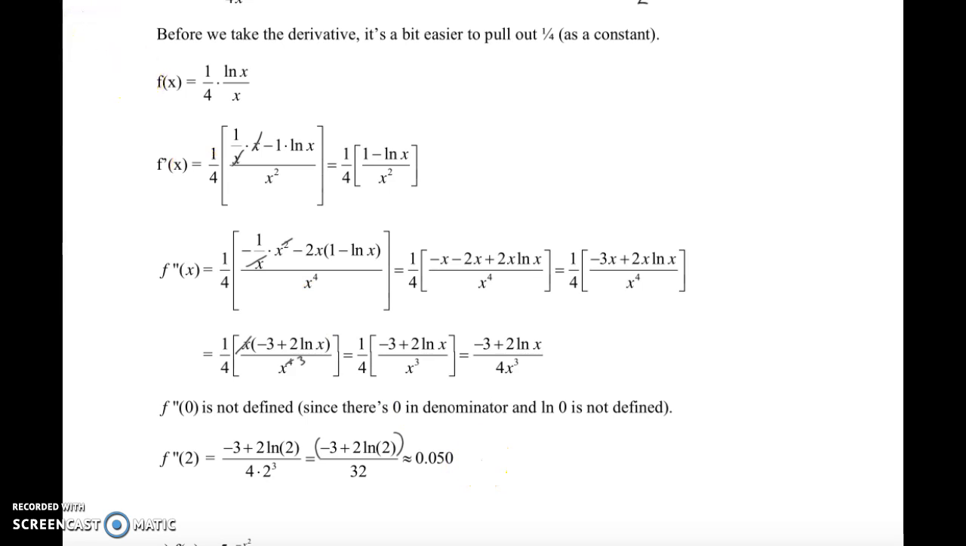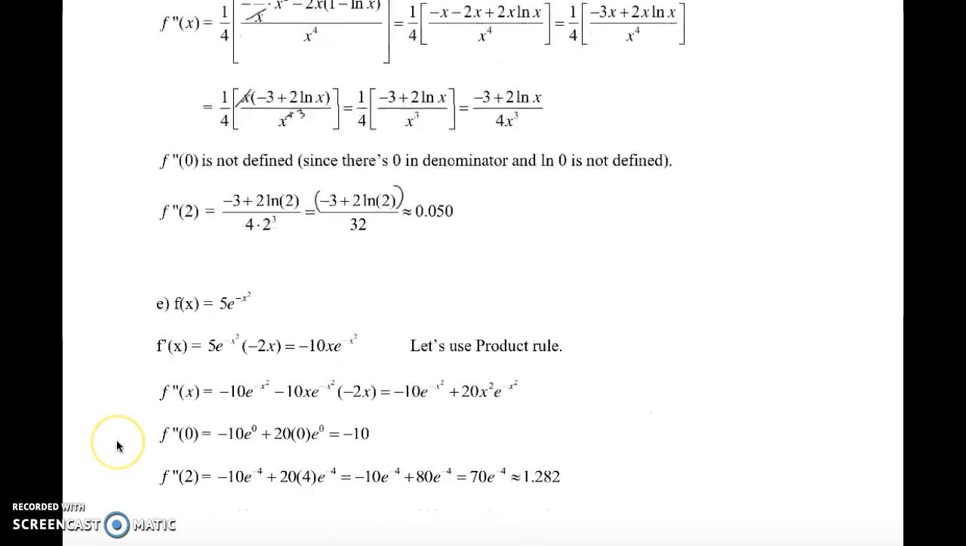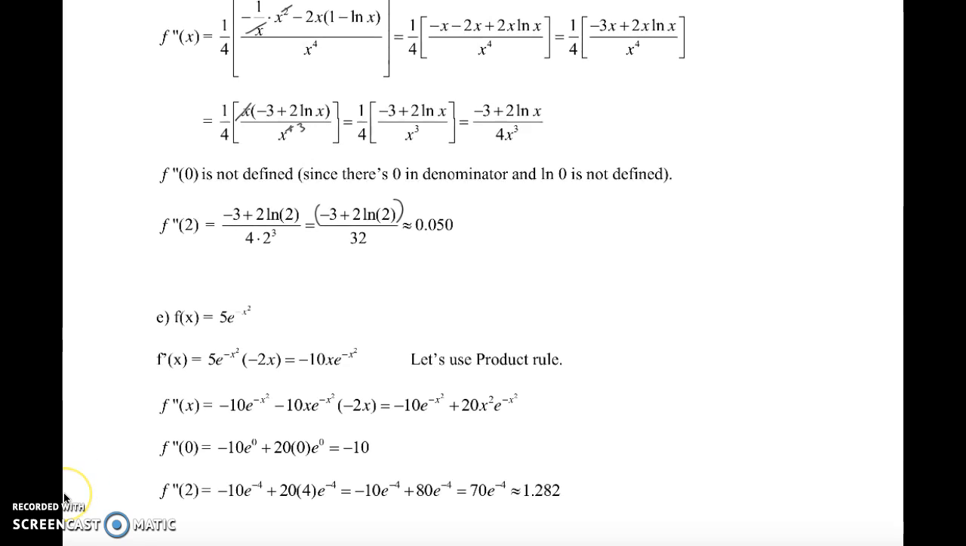Let's go ahead and look at one more using all those same f of x values that we're plugging in. And we're going to go ahead and look at f of x is equal to 5e to the negative x squared. Okay, and now we're going to go ahead and use our product rule once again.